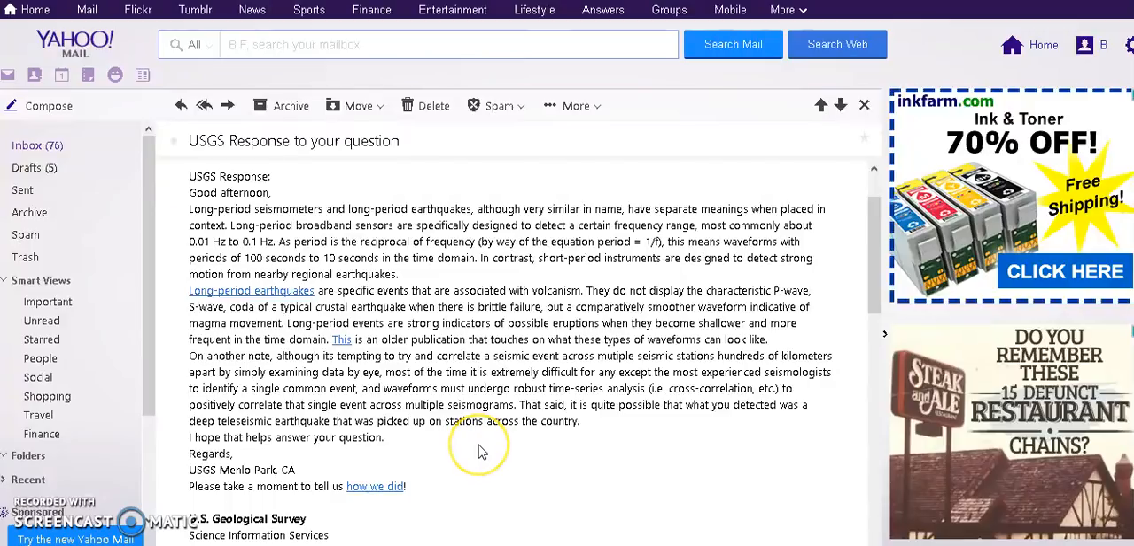Long period earthquakes are specific events that are associated with volcanism. They do not display the characteristic P wave, S wave coda of a typical crustal earthquake when there is a brittle failure, but a comparatively smoother waveform indicative of magma movement.